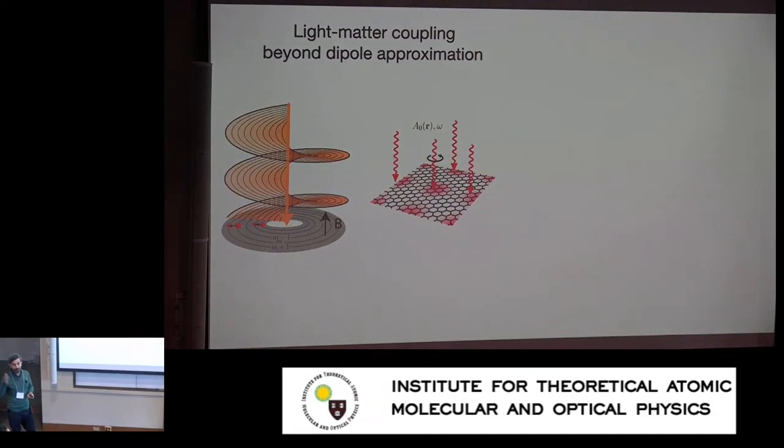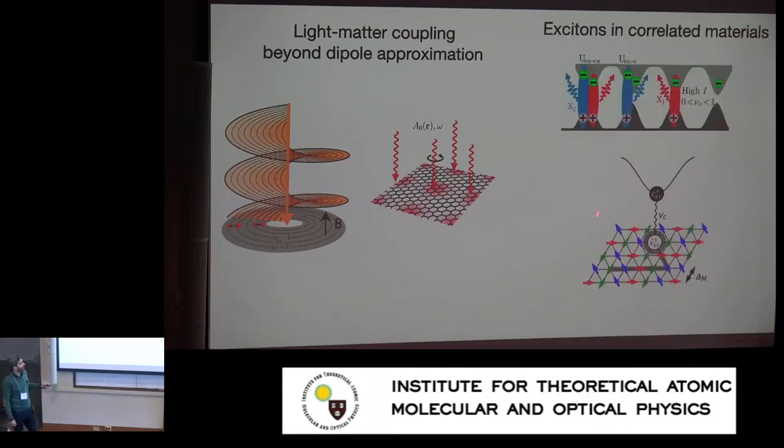The talk has two parts. The first is light-matter interaction beyond the dipole approximation, in particular when the electronic wave function can move around and be larger than or comparable to the wavelength of light that is relevant for that transition. And the second part is how to think about excitons in a correlated material, which is going beyond the usual semiconductor excitons.